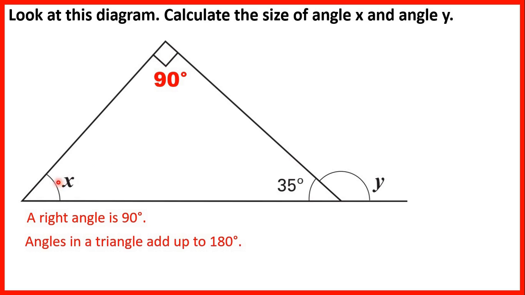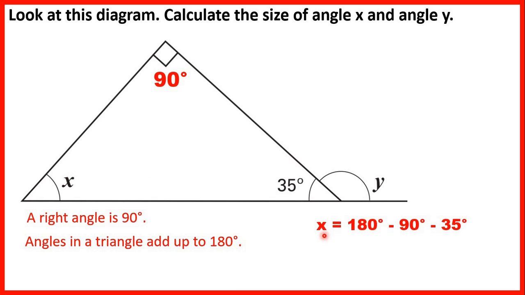We also, to find angle X, need to remember that angles in a triangle add up to 180. So 90 plus 35 plus whatever X is will be 180 degrees altogether.